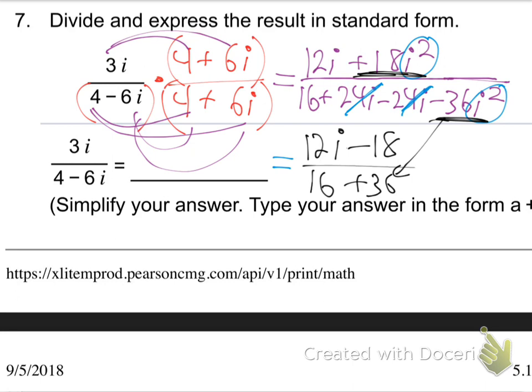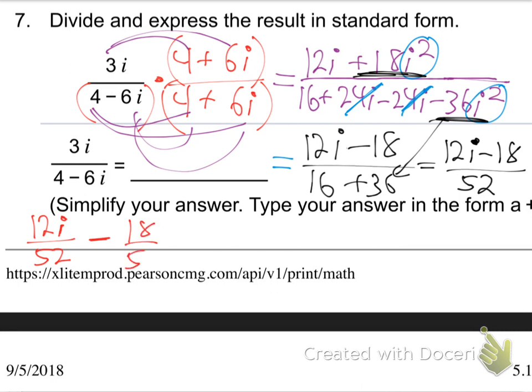All right, and then can we do a little bit more? 12i minus 18 over, what is that? 52. Then we can break it apart and simplify the two fractions. So 12i over 52 minus 18 over 52. Good so far?